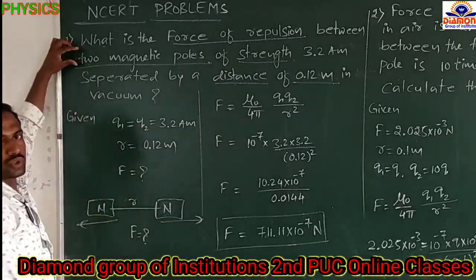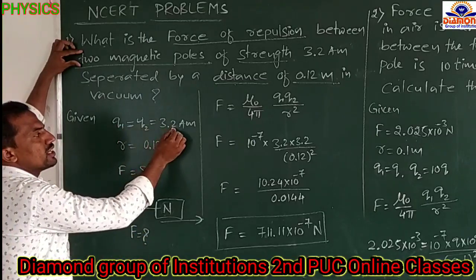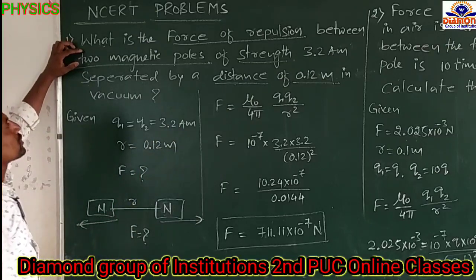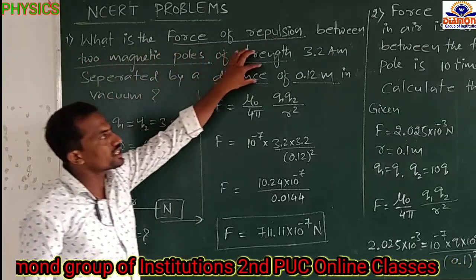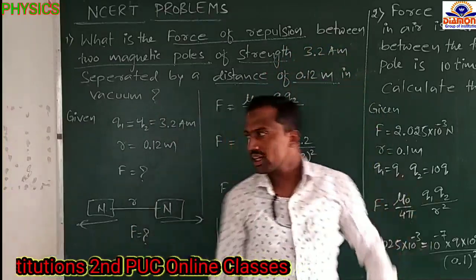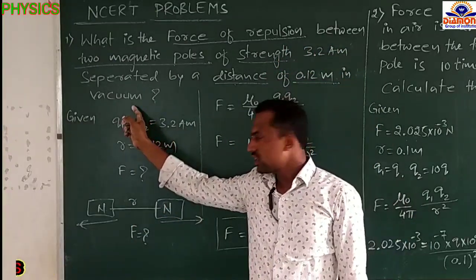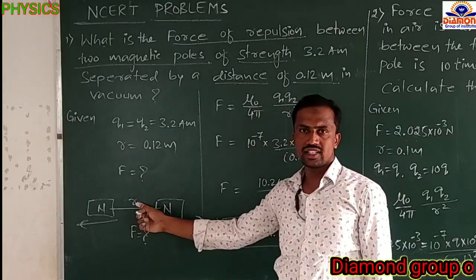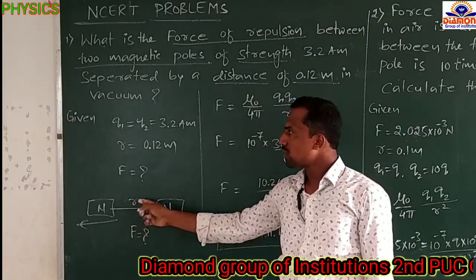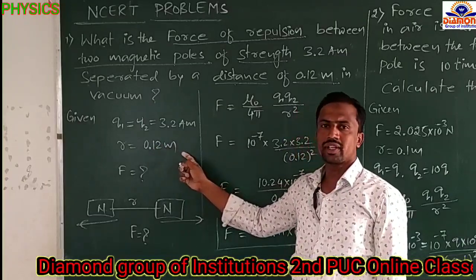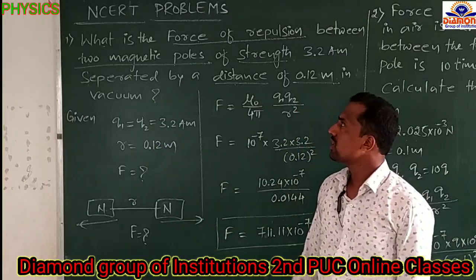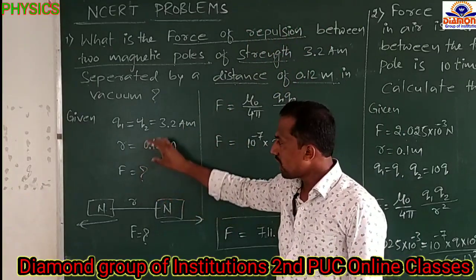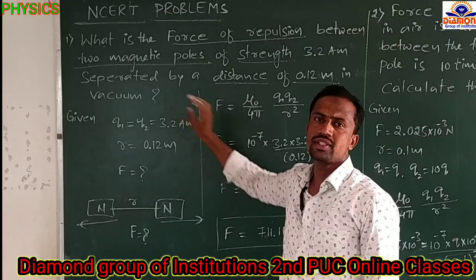The pole strength values are given. How many poles do we have? Two poles, so Q1 equals 3.2 and Q2 equals 3.2. Then next, they are separated by a distance of 0.12 meter in vacuum. The distance between the two poles is r, and r equals 0.12 meter. In this problem, we are calculating the force of repulsion, F equals question mark. The r value is given, and Q1 and Q2 values are given.